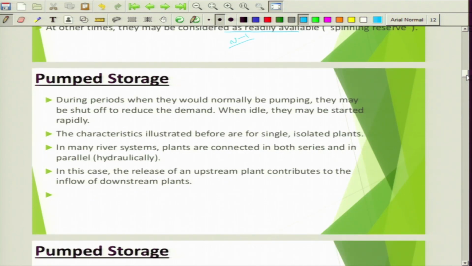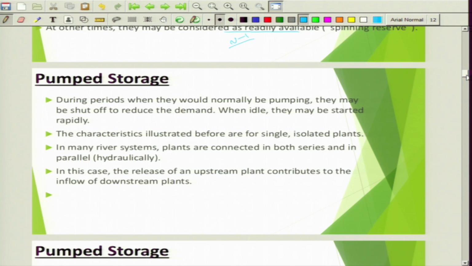So during periods when they would normally be pumping, they may be shut off to reduce the demand. When idle, they may be started rapidly. So this is one such important characteristic. When they are idle, they may be started rapidly and they may be shut off to reduce the demand. So unnecessary power loss can also be reduced.